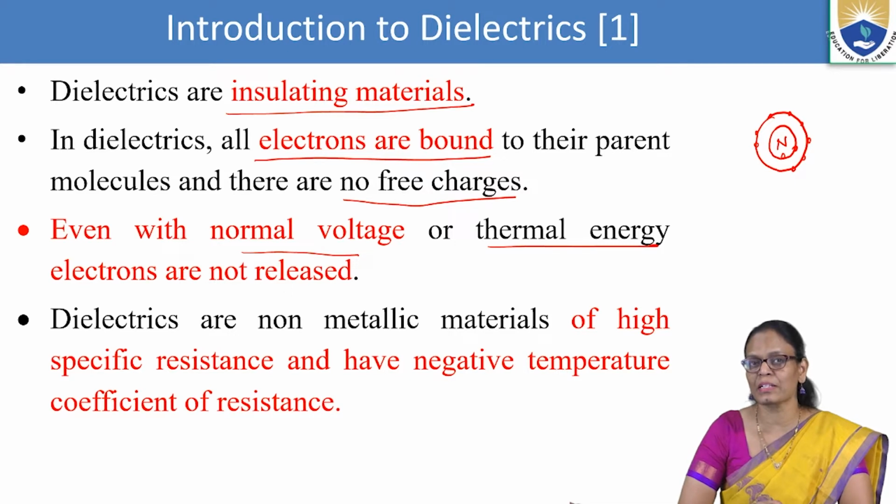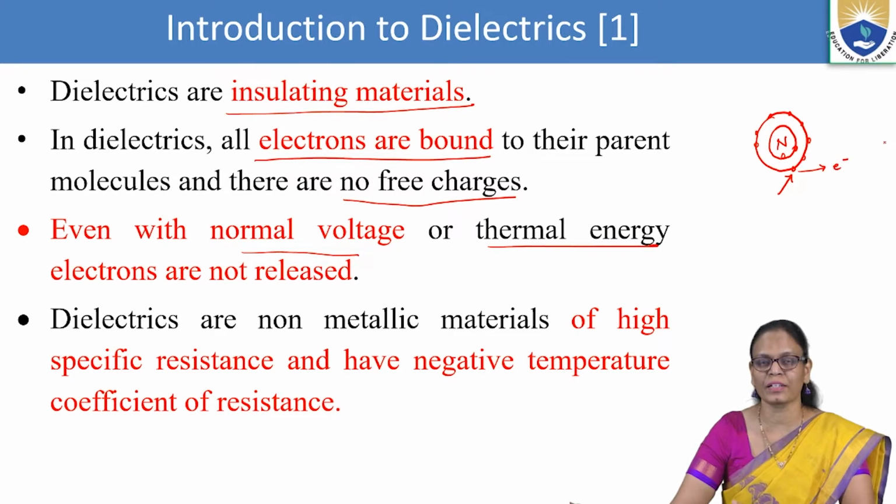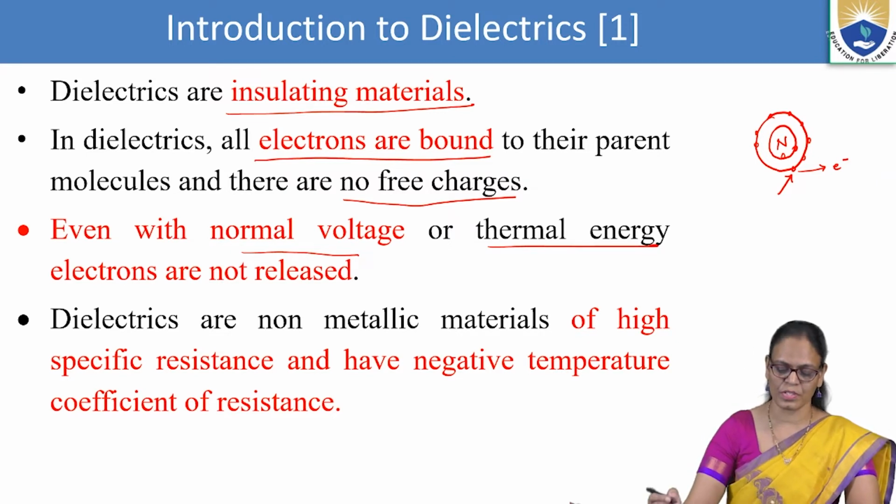Because in some materials what we see is whenever an external supply is given, these electrons can be freed. The electrons come out, they become free and they start conducting. But in case of dielectrics, even when we are applying an external voltage or giving thermal energy, these electrons are not released. That is why we say they are bound and there are no free electrons.